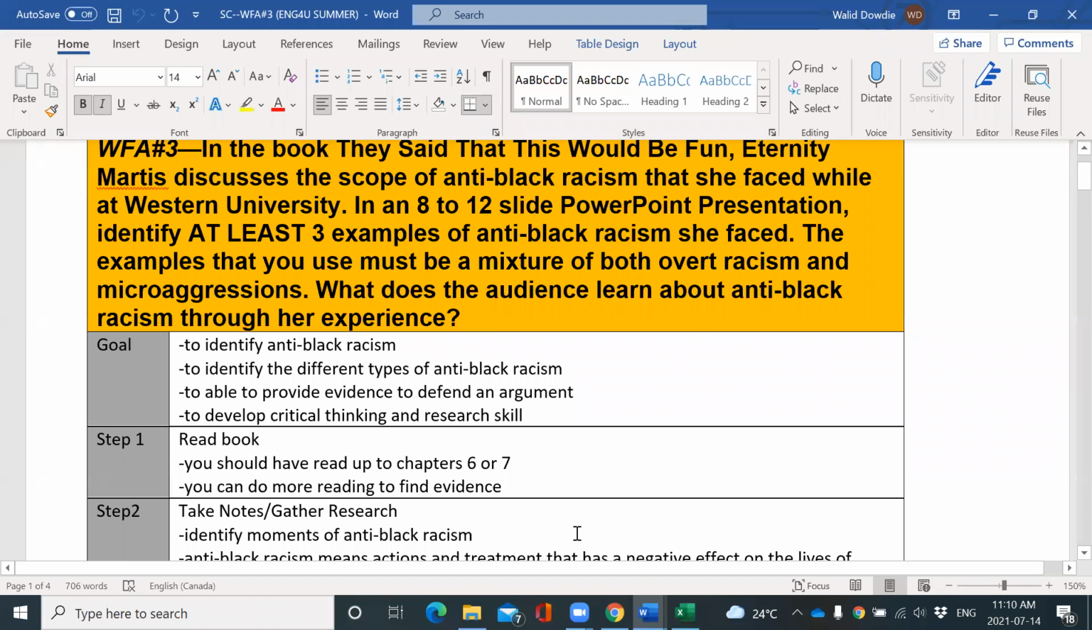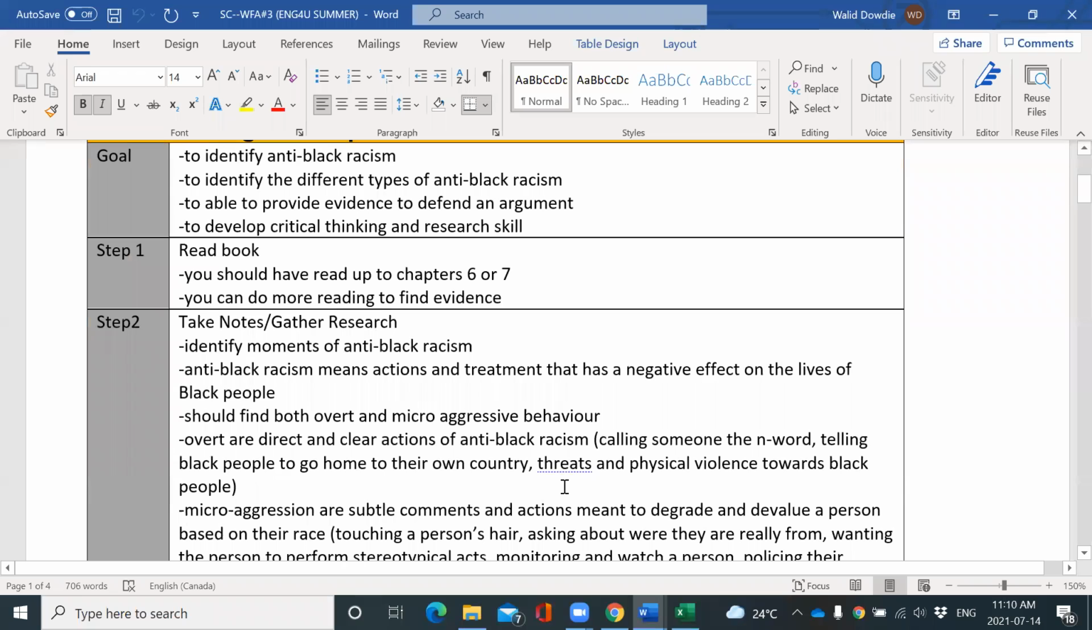So read the book. You should have read up to chapter 6 or 7. You can do more reading to find evidence. So basically, what I've just assigned is up to 4. If you get to chapter 6, that's great. But from what you've read, there should be enough information to talk about anti-Black racism within your PowerPoint presentation. You can do more reading to gather more evidence. So if you think it's not enough or it's too slim, keep on reading, right?